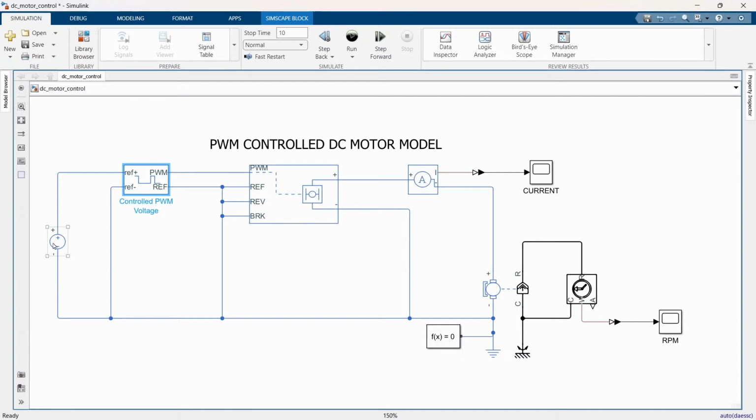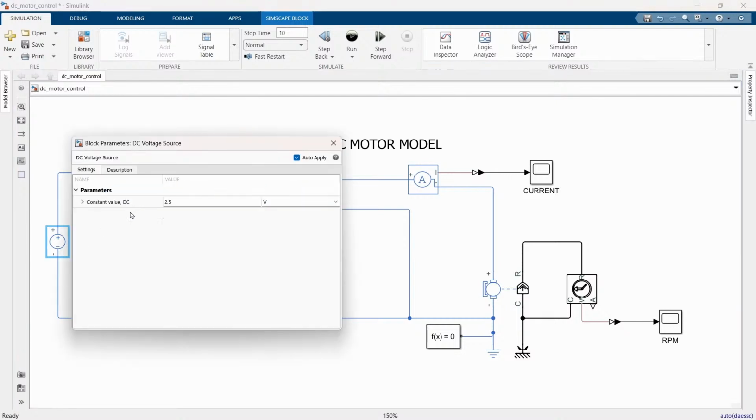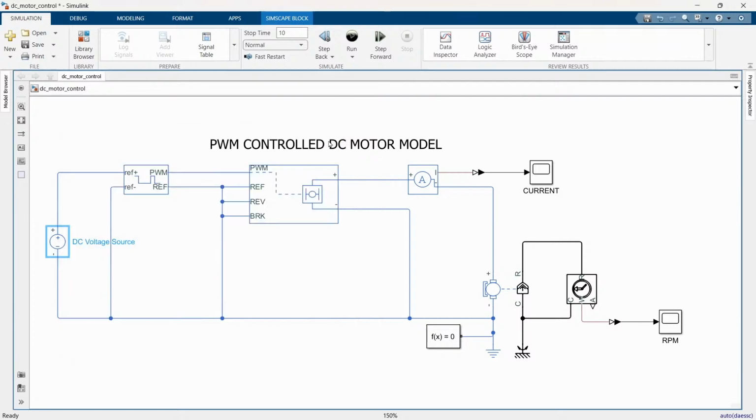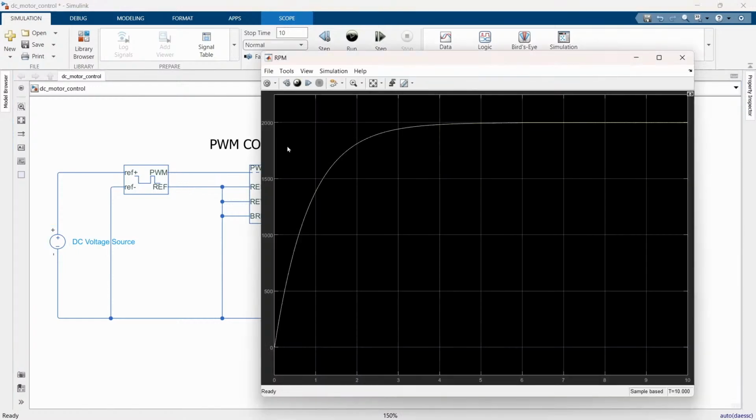So here what is our reference voltage? The constant reference voltage is 2.5, which is half of the maximum. So the motor runs at approximately half of its maximum speed only. That is why we are getting 2000.